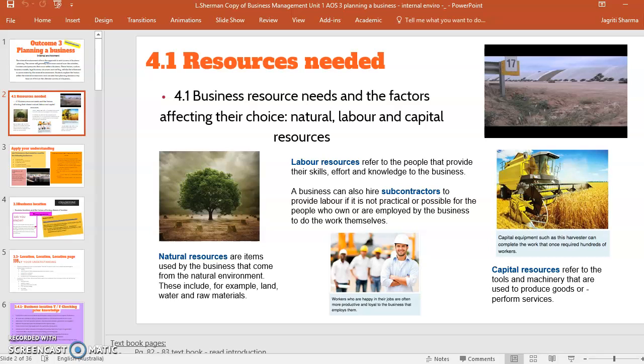The next one is labor resources. Labor resources mainly refers to the people that provide the skills, effort, and knowledge to the business. A business can also hire subcontractors to provide labor if it is not practical or possible for the people who own or are employed by the business to do the work themselves.